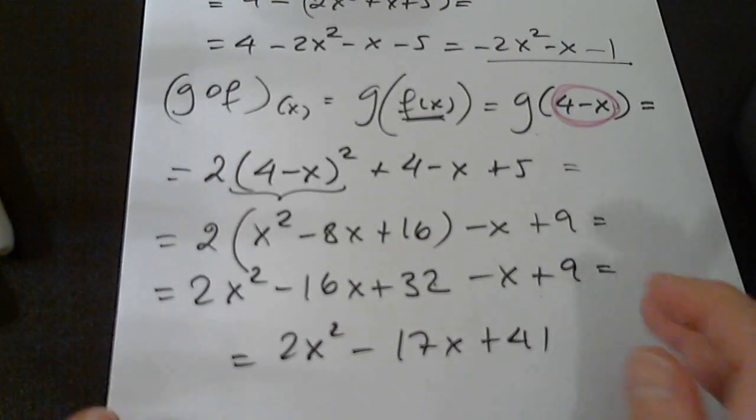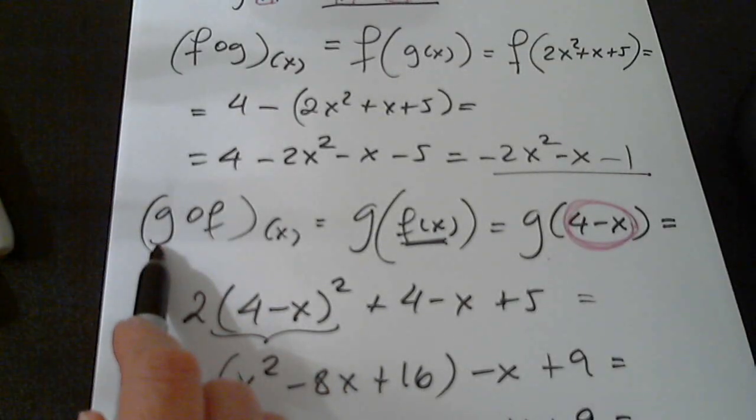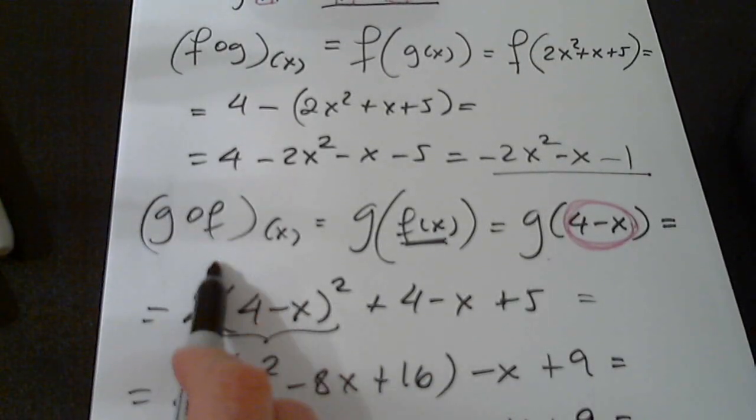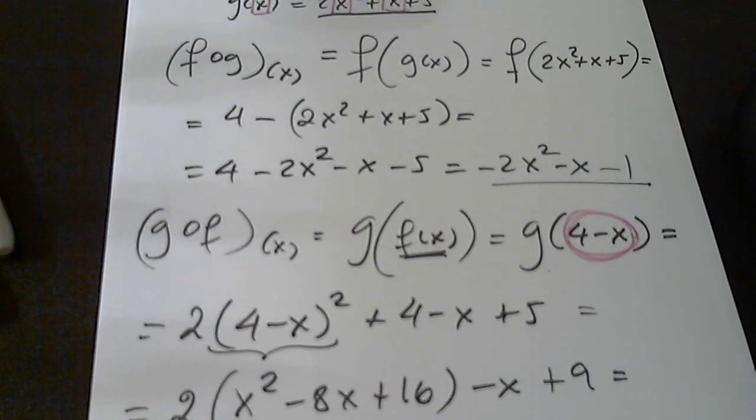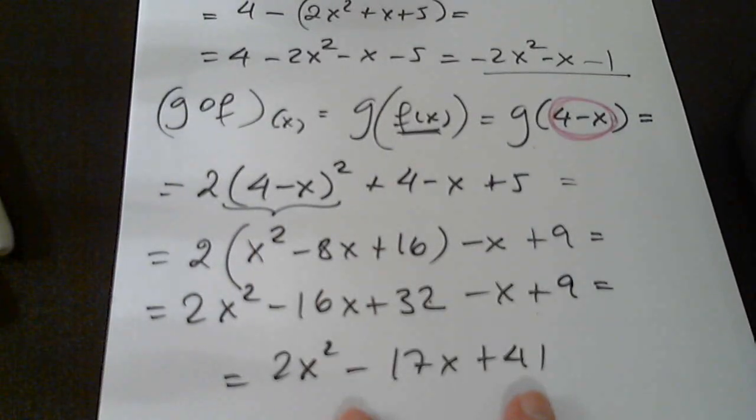What is this? A totally new function. What is it? It's the composition of g and f in this order. As you see, they're not the same. They're not the same. f comp g is this, and g comp f is this.